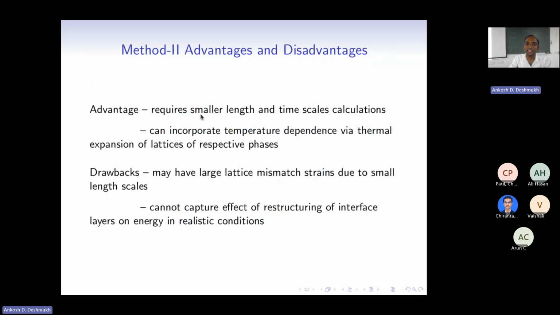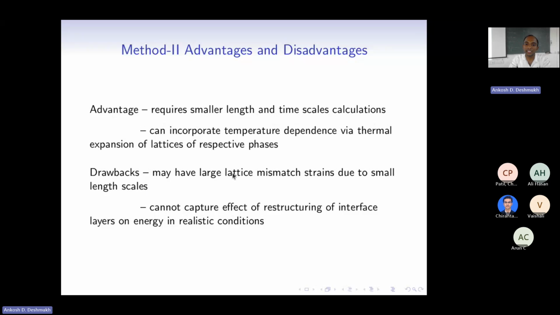So it requires smaller length and time scale calculation, because you can simulate the structure within a few number of orientations, but it depends on how much lattice mismatch you want to minimize. According to that, the simulation cell increases.